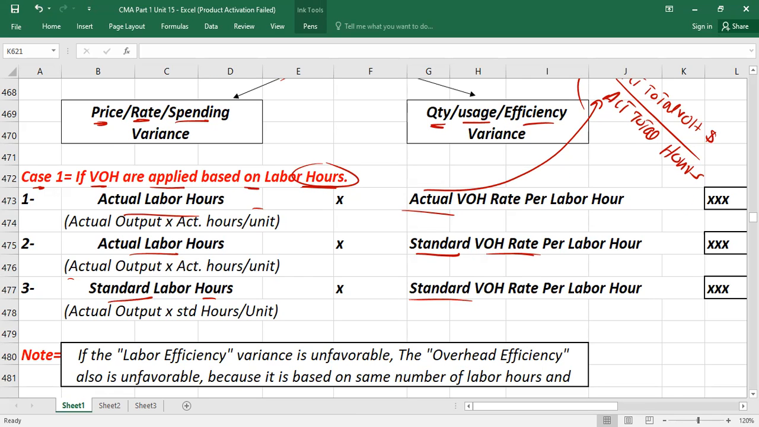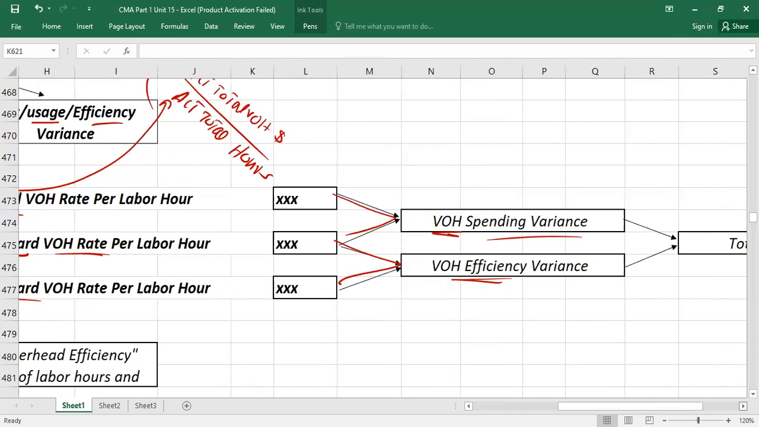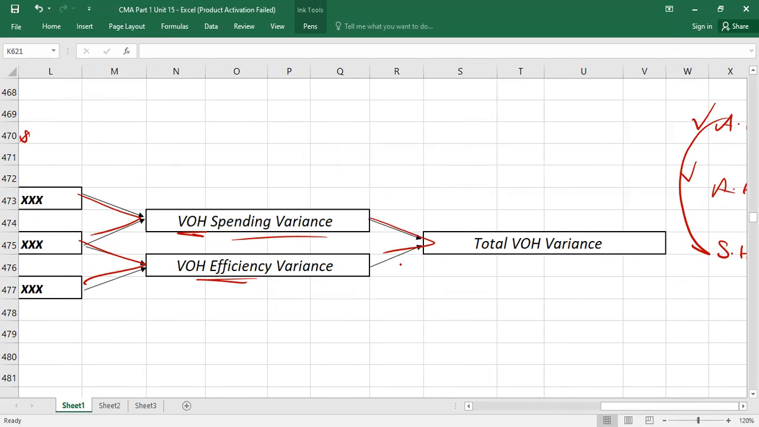First 2 lines variance: if I take the difference of the first 2 lines, it is called variable overhead spending variance, or price variance or rate variance. The last 2 lines, second and third, it is called what? Efficiency variance. If I want the total variance, what can I do? I can net off these 2 variances, or I can take the difference of the first line and the third line. This will give you the total variance. Understood? Clear?